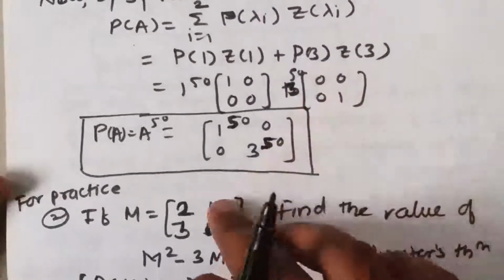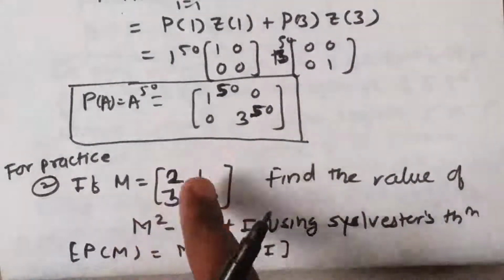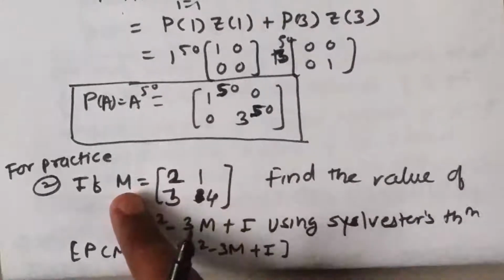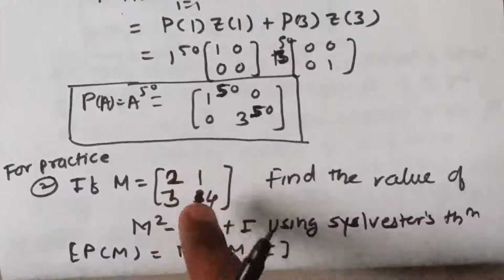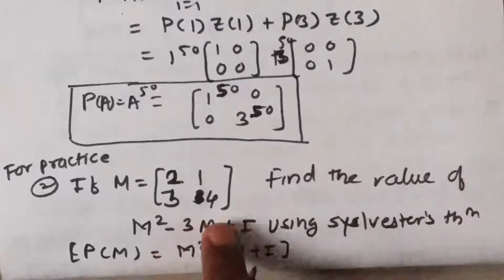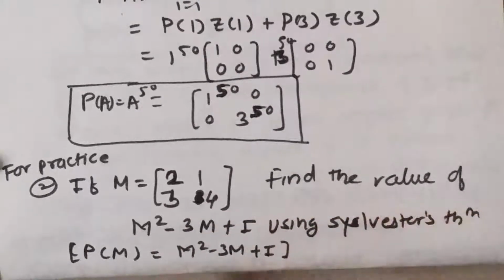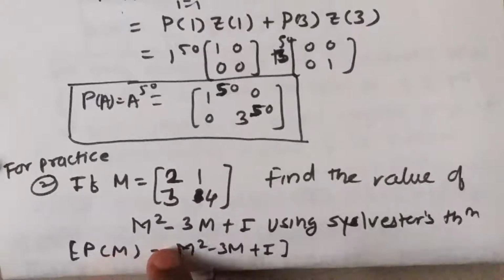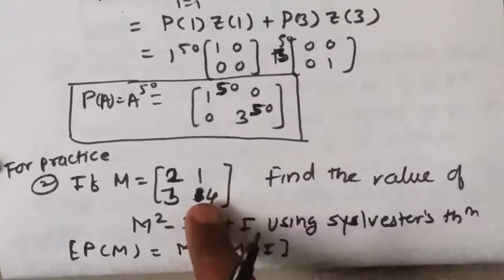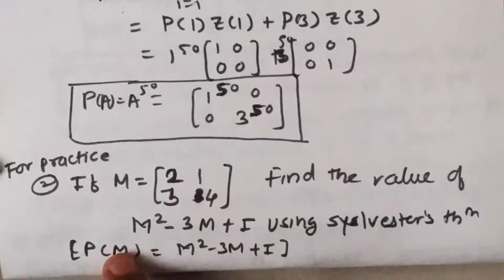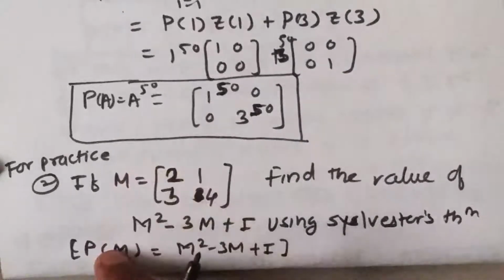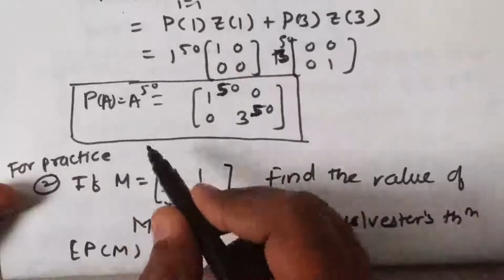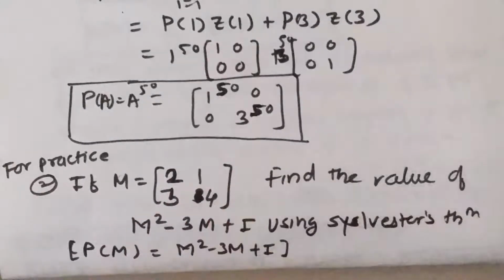Okay, now one problem I am giving for you for practice. Try to complete this problem using above technique. Instead of A, I have written the notation M for the matrix, it is 2 1 3 4. Find the value of M square minus 3M plus I using Sylvester theorem. Now here, for solving this example, you need to consider the value of P of M as M square minus 3M plus I, that function as P of A. So you can replace it by A also, and then you do the calculation. At the end you replace A by M.